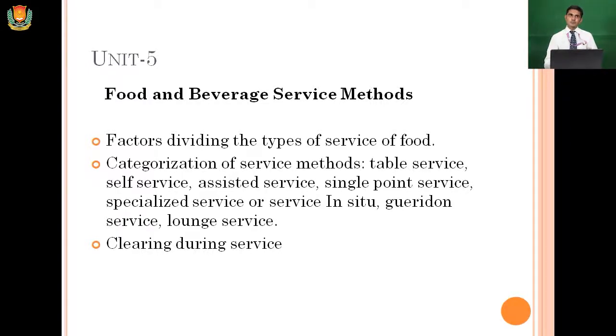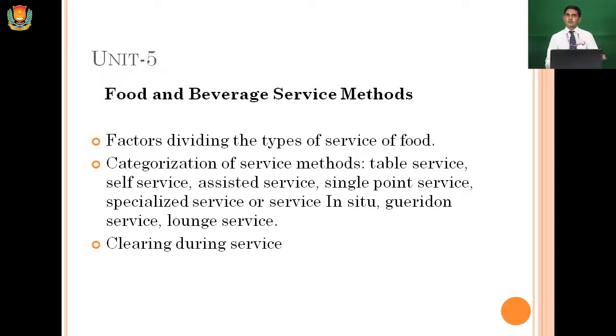Self-service. Self-service means, like in your marriage party, everyone has attended parties and marriages also. So what you are doing in any marriage you are attending, you are going to the food counter, taking the plate and having your food. So this is the self-service. Assisted service, someone is assisting you. Someone is telling you, okay, appetizer is this side, soup is this side, and then we have main course is this side, and last the dessert is this side. So this is the assisted service.